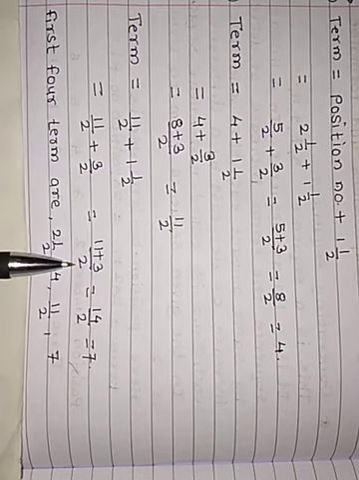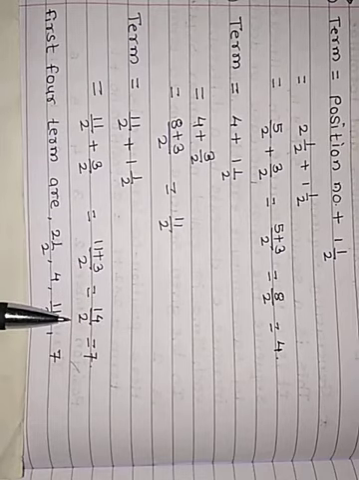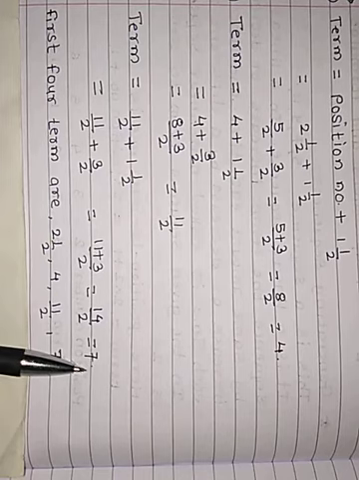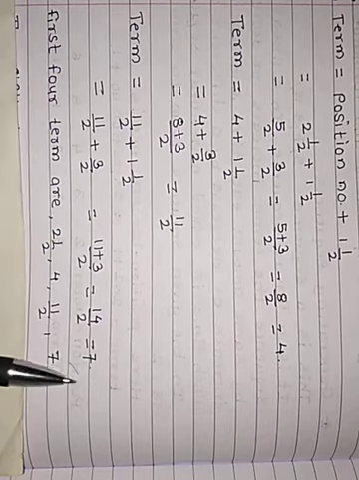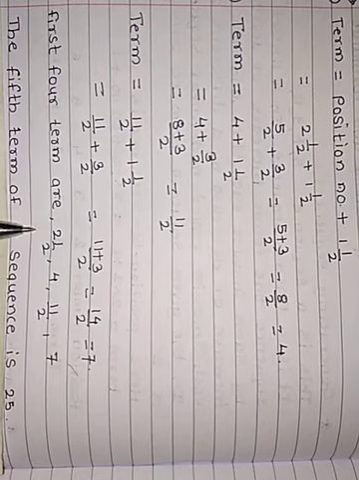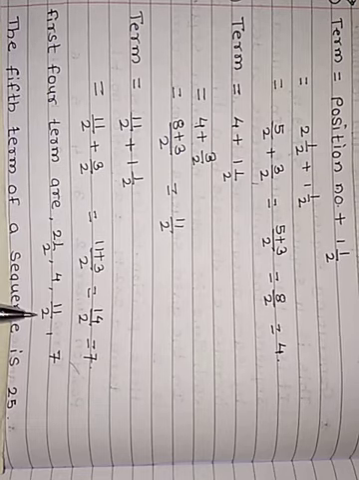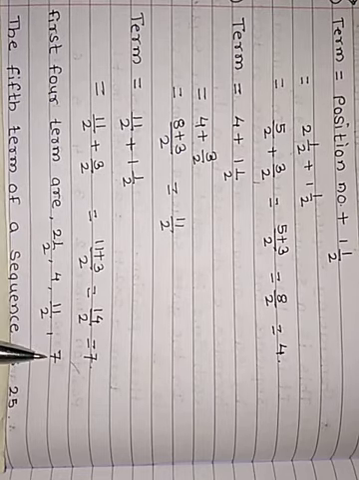Base is the same, divided by 2, which equals 14 upon 2, since 2 sevens are 14. Okay. Therefore, the first 4 terms are 2.5, 4, 11 upon 2, 7.